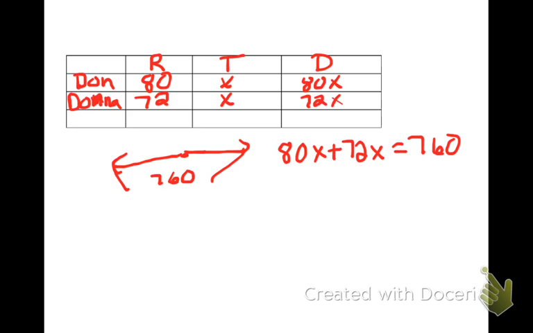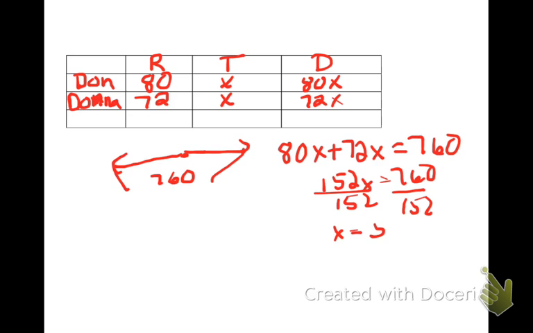When we add those two together, we get 152x equals 760. Divide by 152. We get x equals 5. And what does it represent? 5 hours. And again, the question is, in how many hours will they be that distance? So 5 hours is our answer. Very important that you read the question because sometimes they ask you different things.